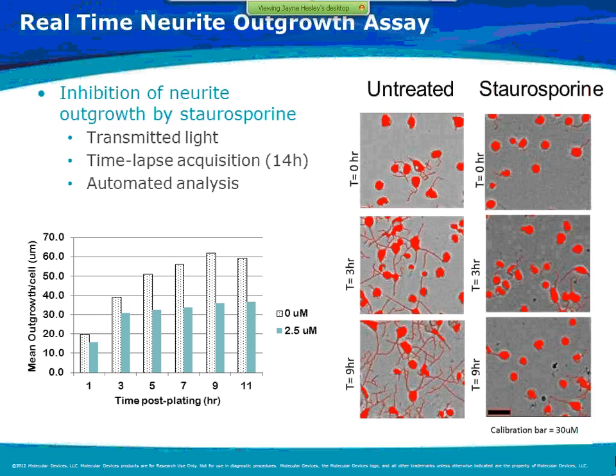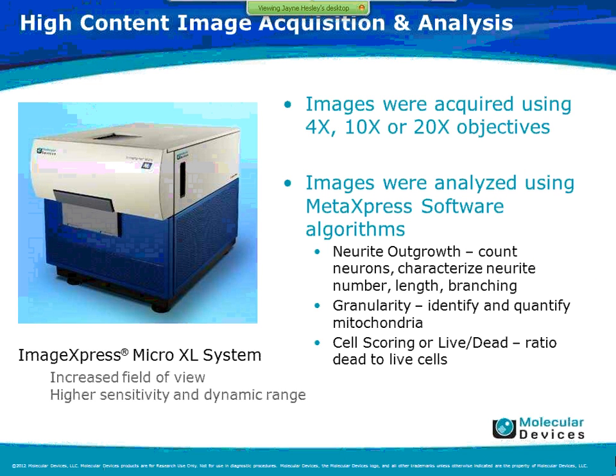Again, we did this on the ImageXpress microsystem that we sell here at Molecular Devices. We acquired the images sometimes with 4x, 10x, or 20x objectives. The images were analyzed using our ImageXpress software. I've shown you data from the neurite outgrowth algorithm in ImageXpress, granularity, also the cell scoring, and the live/dead modules from ImageXpress. If you use the ImageXpress Micro XL, there's a much larger field of view, and you get much greater sensitivity and dynamic range.